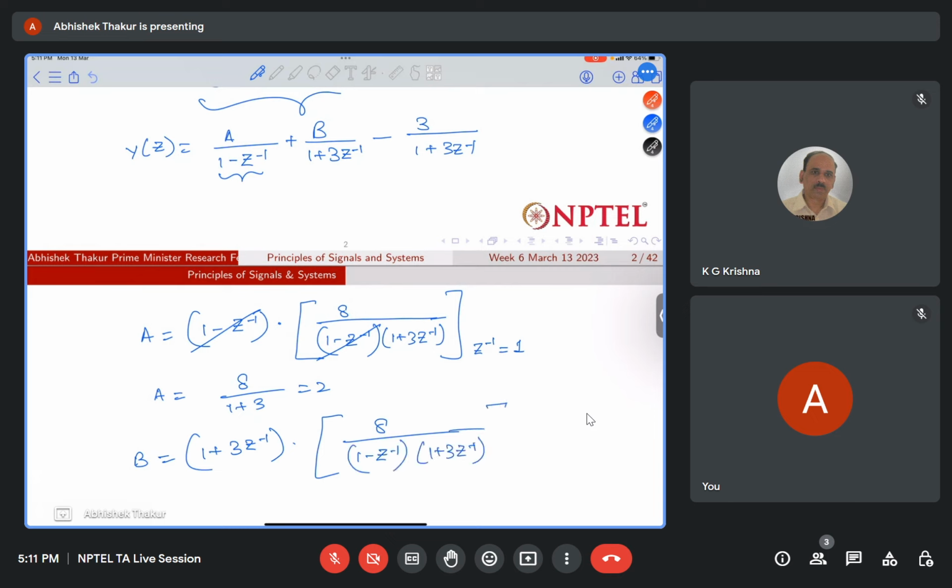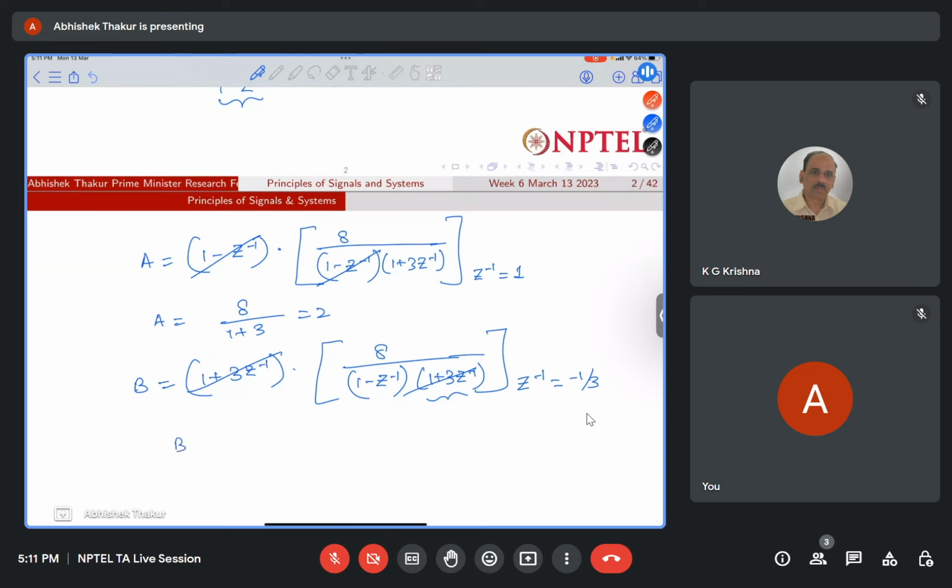And here we will keep z inverse equal to minus 1 by 3, because if you equate this to 0, we will get minus 1 by 3. So this term will get cancelled. So b is equal to 8 by 1 minus 1 by 3, that is 1 plus 1 by 3. So it will be 4 by 3. So 24 by 4, that is equal to 6.